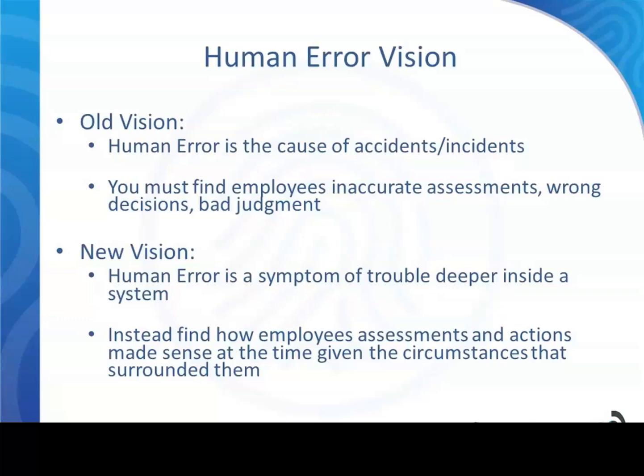So the new vision says we need to understand the rationale behind people's assessments, and also we need to try to understand what is happening in the system that is allowing these type of mistakes that can be expected to cross the system and make it to the surface. Basically, if you have learned a little bit about or have read a little bit about human error, you have heard about the Swiss cheese model.